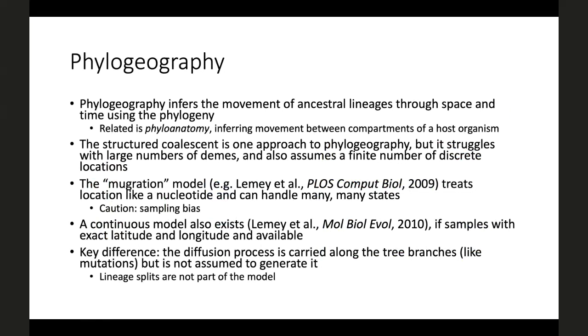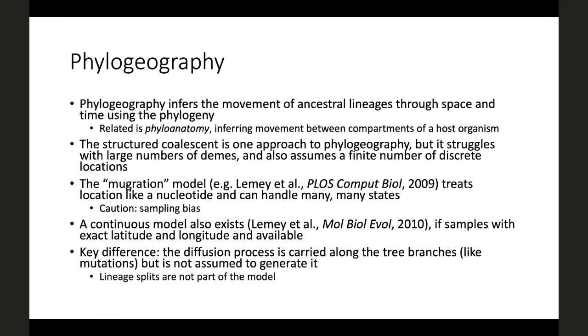So talking about phylogeography, which basically infers the movement of ancestral lineages in the phylogeny through space and time, which is related to phyloanatomy, which I think is emerging more and more now, which is looking at movement between compartments of a host organism, parts of the body. The structured coalescent is one approach to phylogeography, but as I said before, it struggles with larger numbers of demes, and it also assumes that you've got a finite number of discrete demes. If you've got better geographical data, if you've actually GPS tagged your sequences, then you'd ideally not want to aggregate those into single locations.